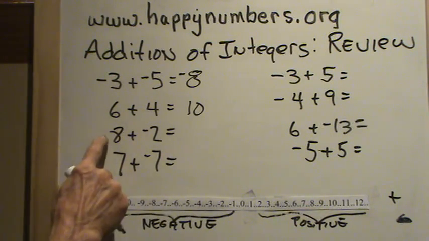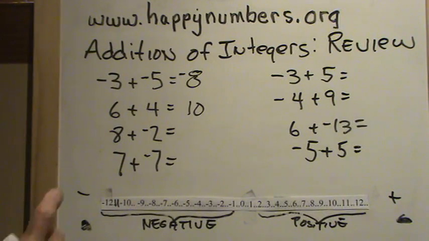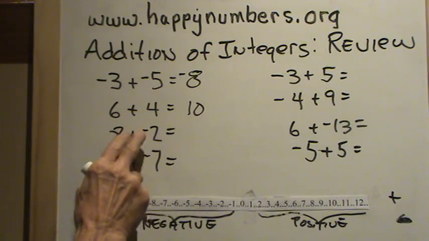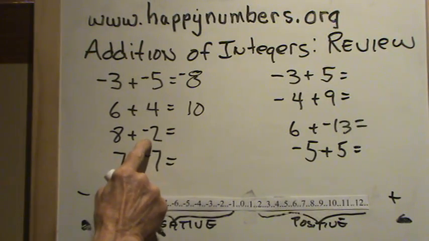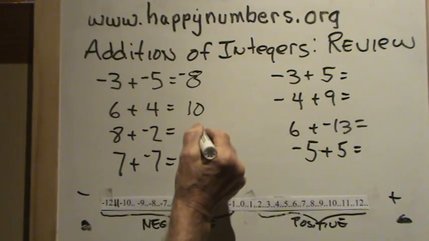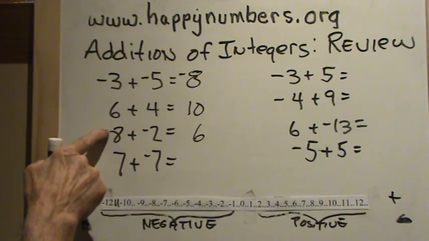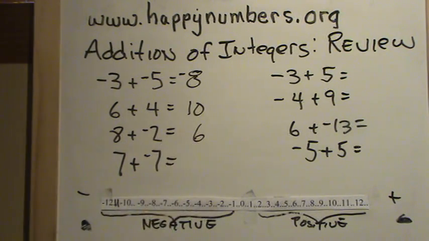Take a look at this one. +8 plus a -2. Okay, now the signs are different here. So I know the rule. If the signs are different, I ignore the signs and I take the smaller number away from the larger number. So if I take 2 away from 8, I get 6. And I use the sign of the larger number, and the sign of the larger number is 8, which is positive, so I don't have to write it. And if you look at the number line, if I'm at +8, and I move in a negative direction 2 places, 1, 2, I wind up at +6.